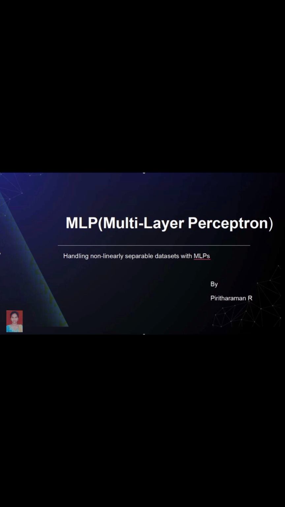Today I am going to present a topic from neural networks, which is multi-layer perceptron (MLP) for non-linearly separable data. This topic explains how neural networks are capable of solving complex problems that cannot be solved by simple models. Let's see the introduction of neural networks.